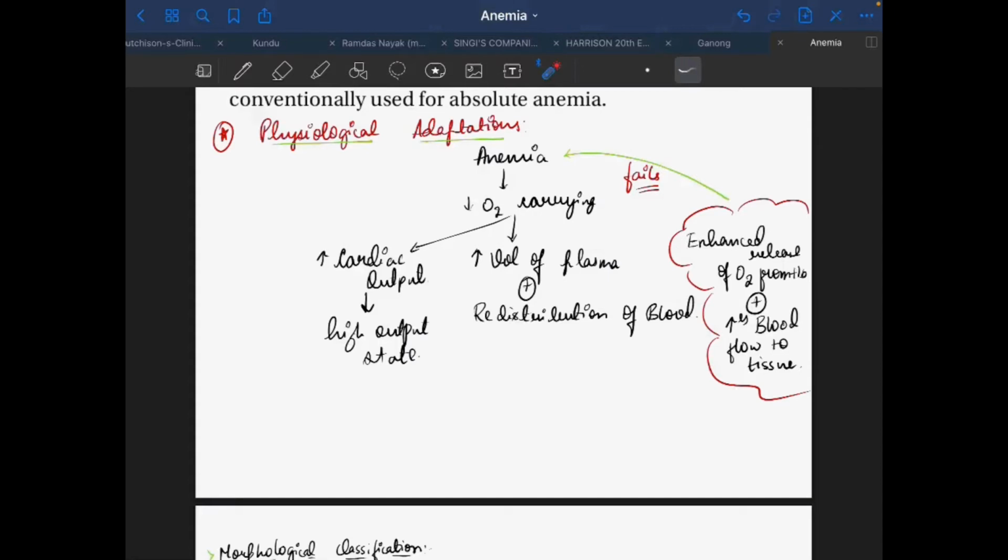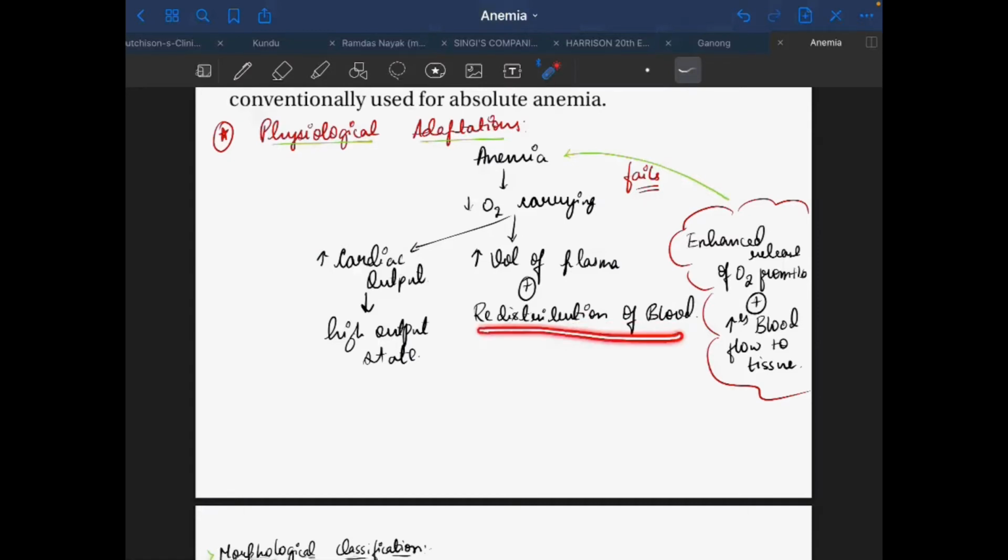That is, more blood should be pumped into the organs. That is increased cardiac output. That is one of the physiological adaptations that will happen. Next, what will happen? There will be an increase in the volume of the plasma, and along with that there will be redistribution of the blood.